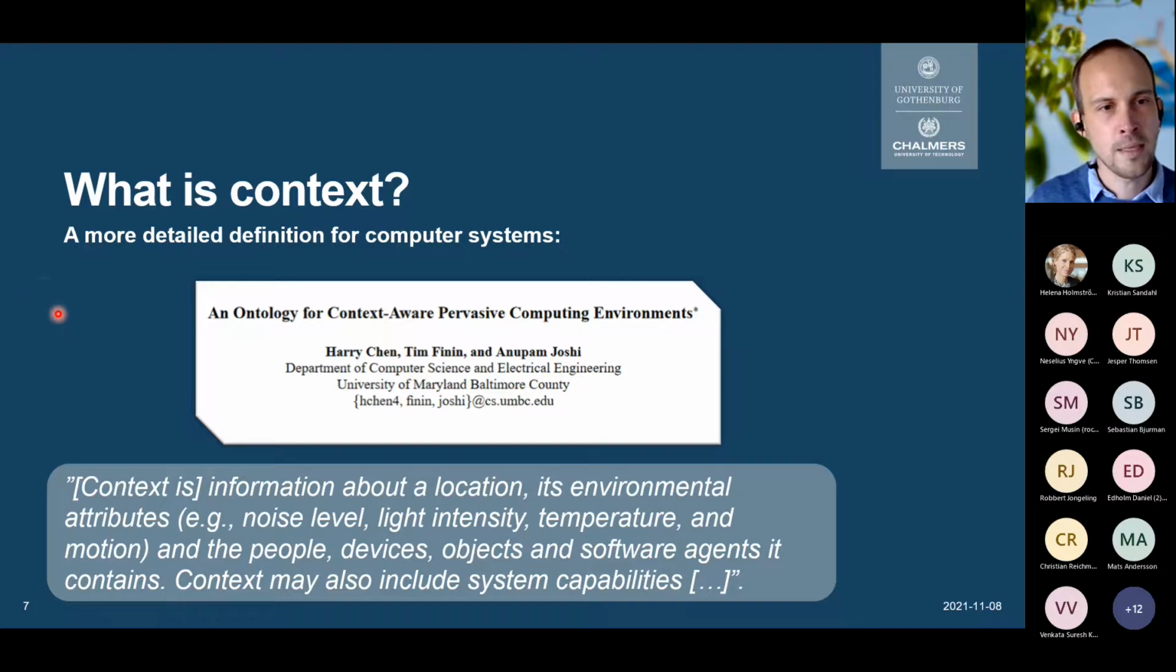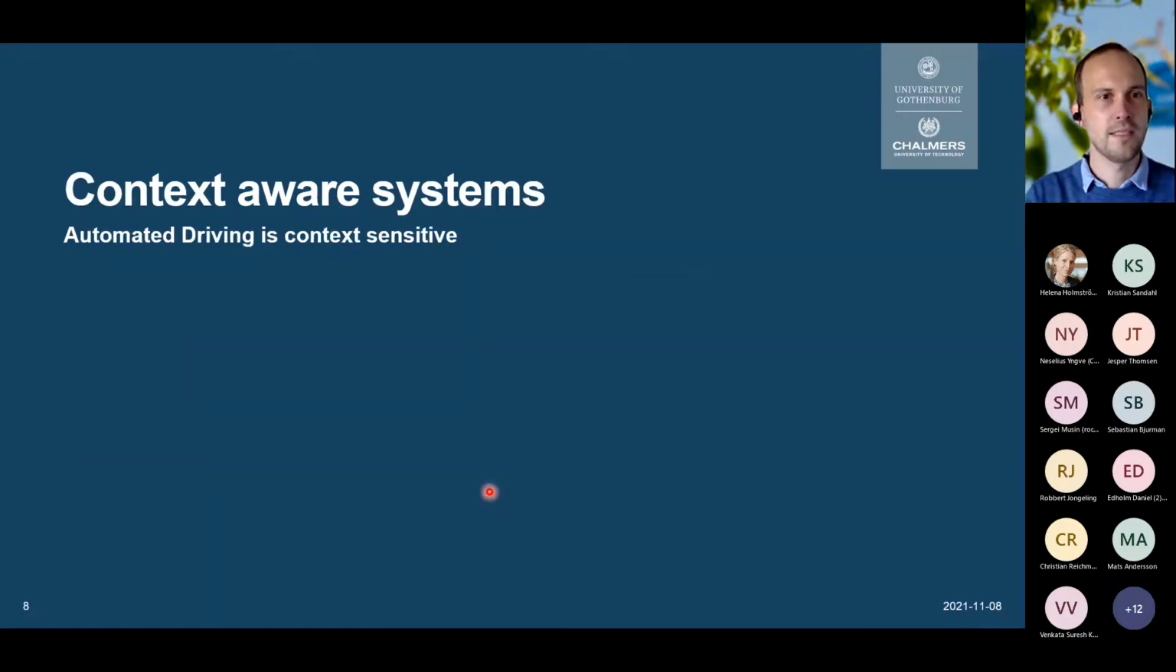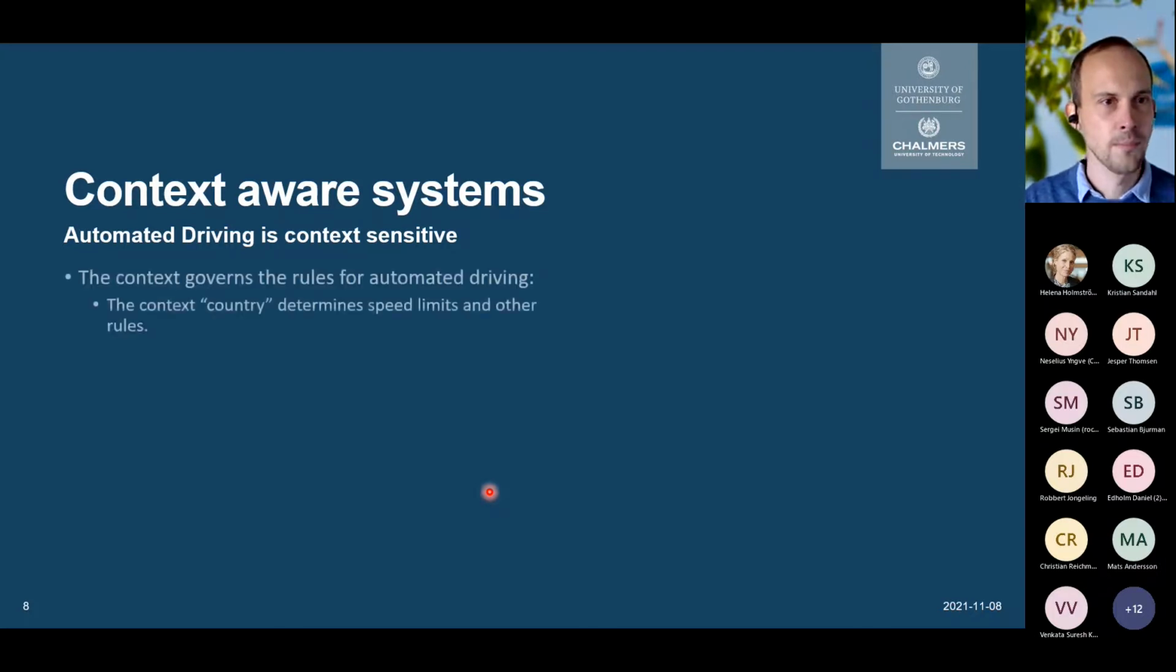Now here we get a kind of really nice list of what kind of information should be contained in the context information. Location is named, environmental attributes are named, but also stakeholders of the system and the own system capabilities. Now, let's look at automatic driving, because automatic driving is actually a very context-sensitive system, and it needs to be aware of the context it's operating in. Why? Because the context governs rules for how the automatic driving is supposed to work.